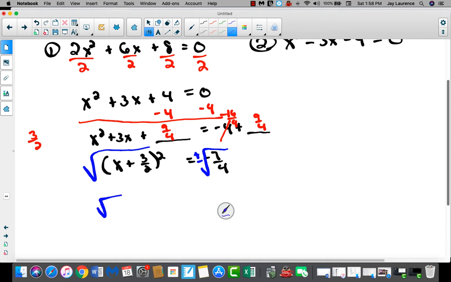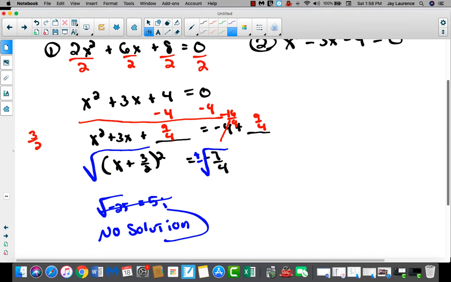You don't know what the square root of negative 25 is, do you? No, you don't. Well, you might know that it's 5i. But certainly not 5, and certainly not negative 5, and certainly not both 5 and negative 5. It's an imaginary number. So this problem has no solution. No solution. Because you ended up taking a square root of a negative, which is a major no-no.